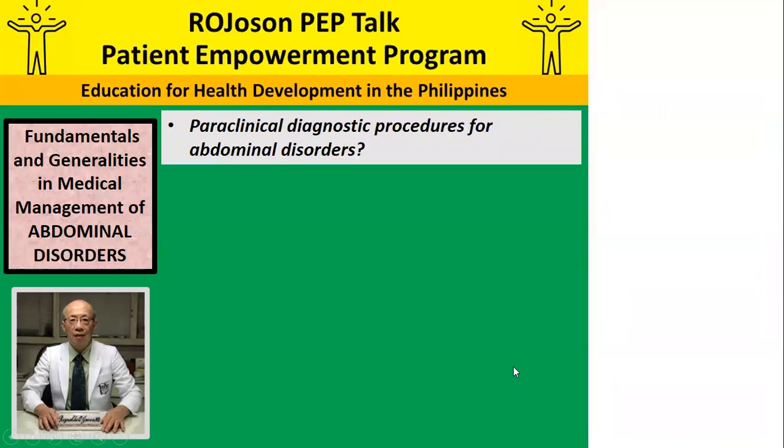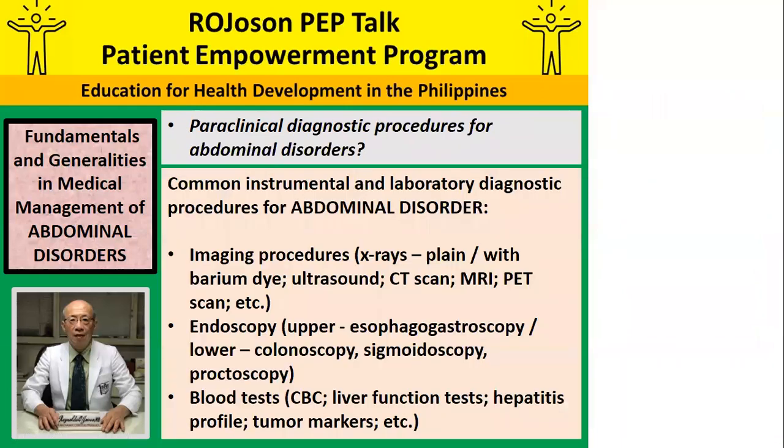Paraclinical diagnostic procedures for abdominal disorders. The common instrumental and laboratory diagnostic procedures for abdominal disorders are the following. Imaging procedures such as X-ray, which could be plain or with barium dye, ultrasound, CT scan, MRI, PET scan, etc. Another common instrumental diagnostic procedure would be endoscopy.